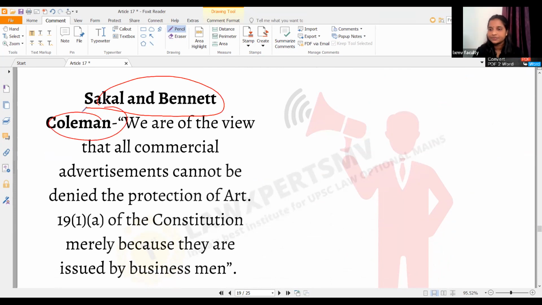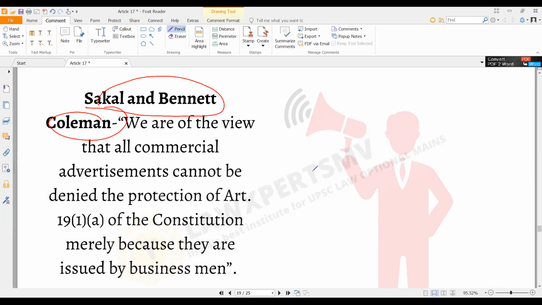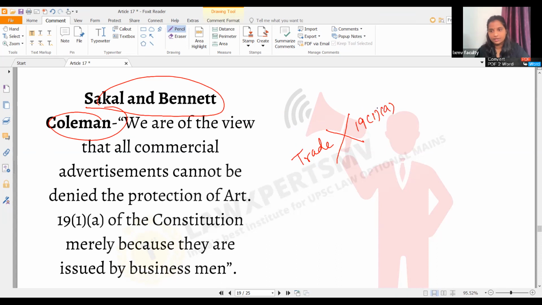Ma'am, when it comes to these ads, you're saying that if it is promoting trade, then it will not fall under the article, right? Can you please come again? Ma'am, you said that if an ad is promoting a trade, then such an ad will not fall within the article. Yeah, it will not be protected under the freedom. It won't be protected under the article.